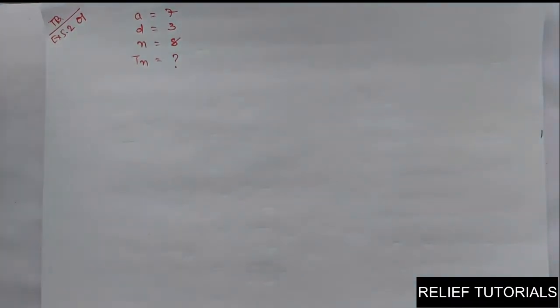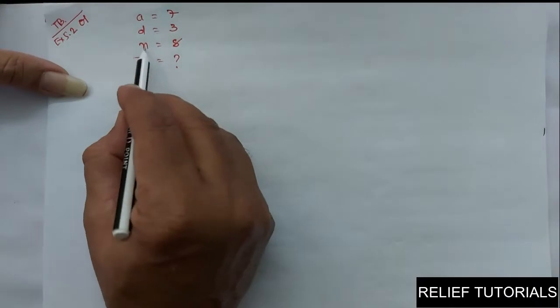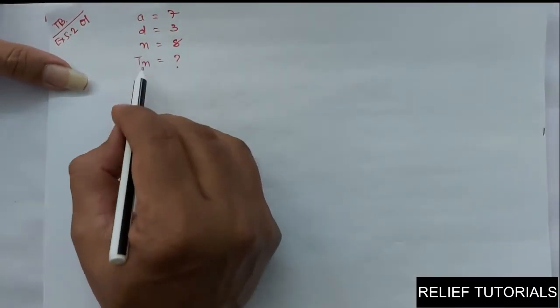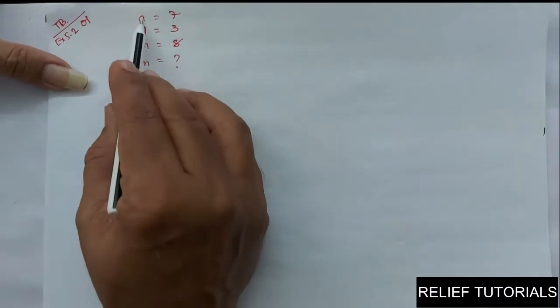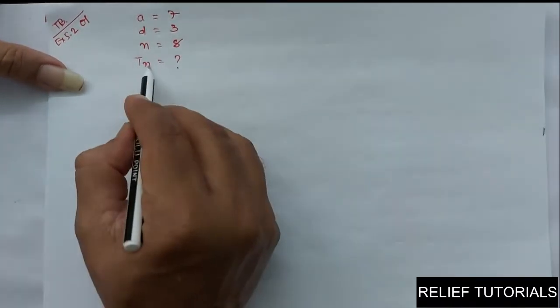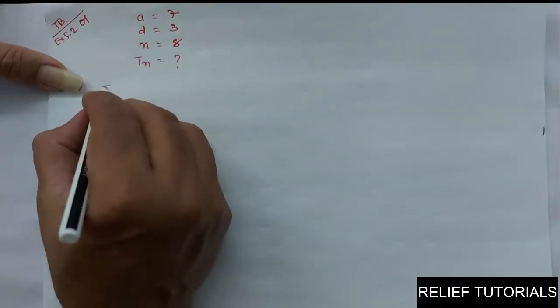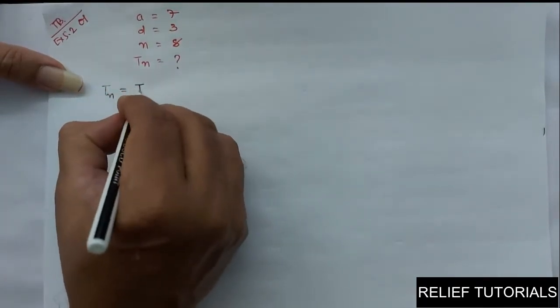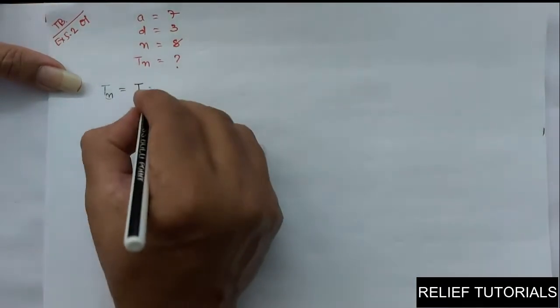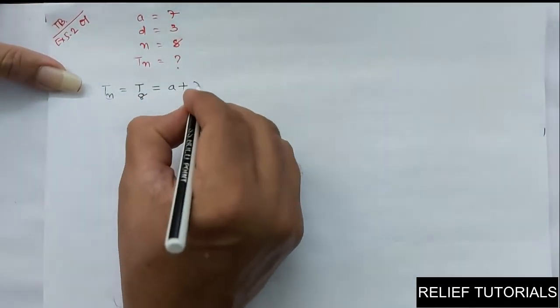Have you got it, friends? See now. So n is equals to 8. I told you that if you want to find any term, Tn, you require two things, A and D. Here n is given 8. So Tn you have to find out, and n is equals to 8. So T8 you have to find out. So T8 is equals to A plus 7D.